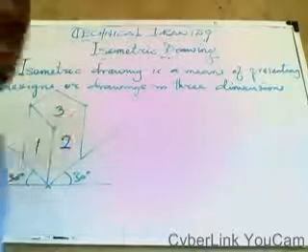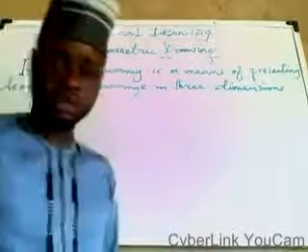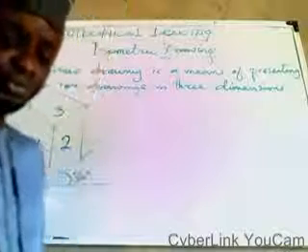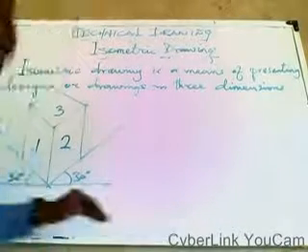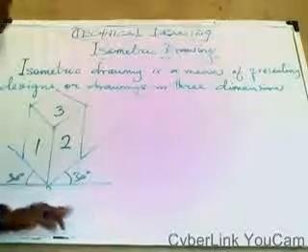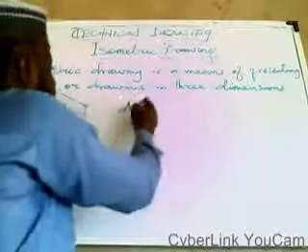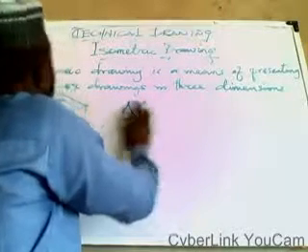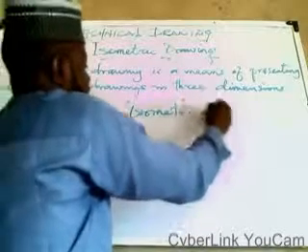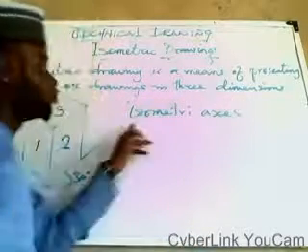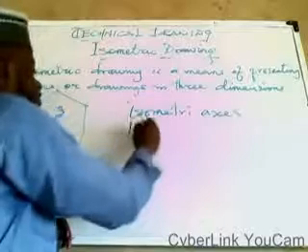But in isometric drawing, there are some certain rules that you must try to apply before you can get an accurate drawing. In isometric drawing, we have isometric axes. We have isometric axis, and we have isometric angle.